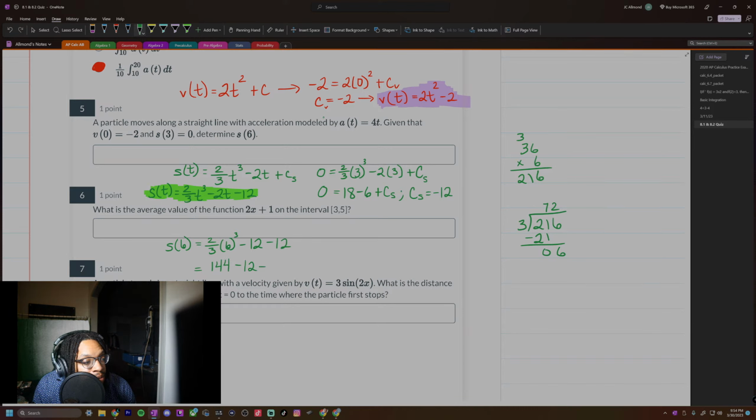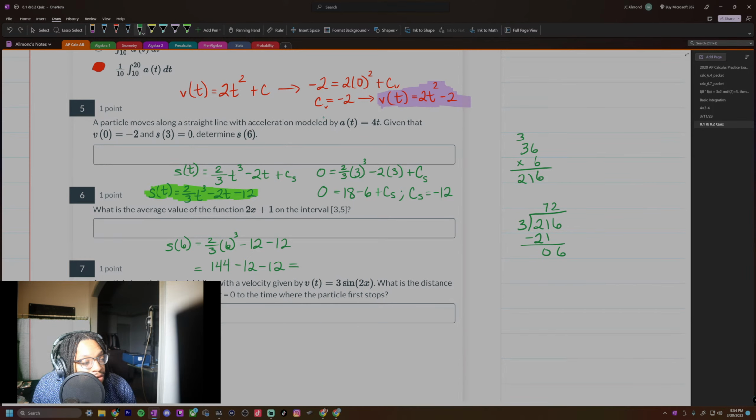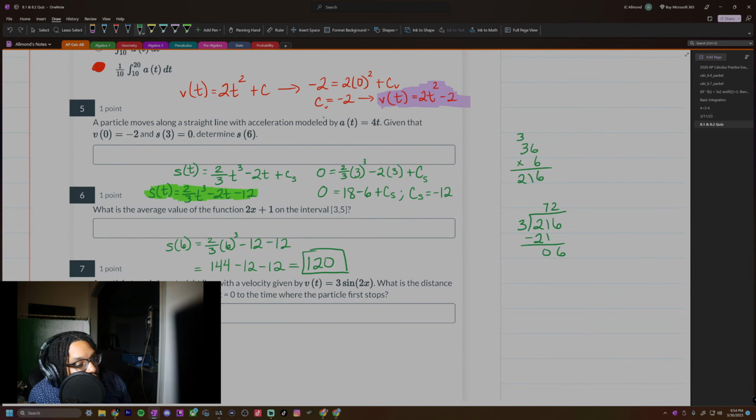Minus 12. So that's going to be 144 minus 10, 134. Minus 2, 132. So 120? 120 what? It doesn't really tell us. Whatever our position is measured in. 120 is my final answer for number 5.